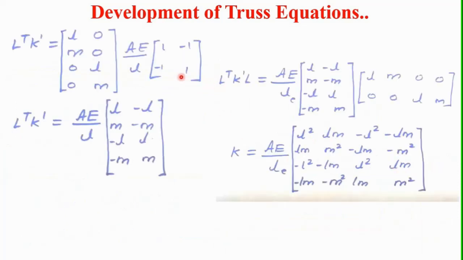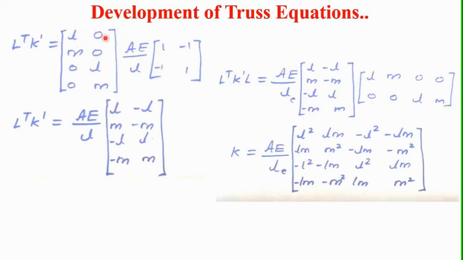Here k dash is nothing but AE by l times [1 -1; -1 1]. AE by l is common, so it is taken outside and multiplied by these two matrices. So we get l into 1, that is l, plus 0 into minus 1, which is 0, so therefore it is l here.